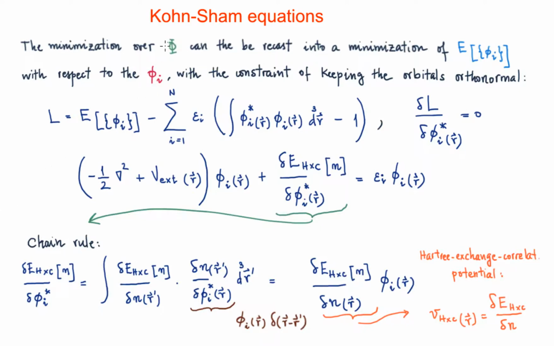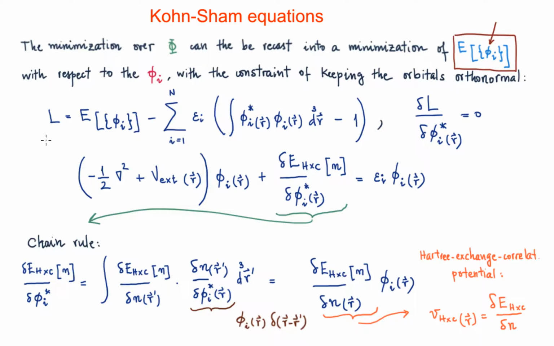The minimization over that Slater determinant can be recast into the minimization of this functional we have just defined, which depends on these one electron orbitals, with respect to these one electron orbitals, with the constraint of keeping the orbitals orthonormal. So the same way we did for the Hartree-Fock method. And for that, we know that we have to use the Lagrange multiplier method.